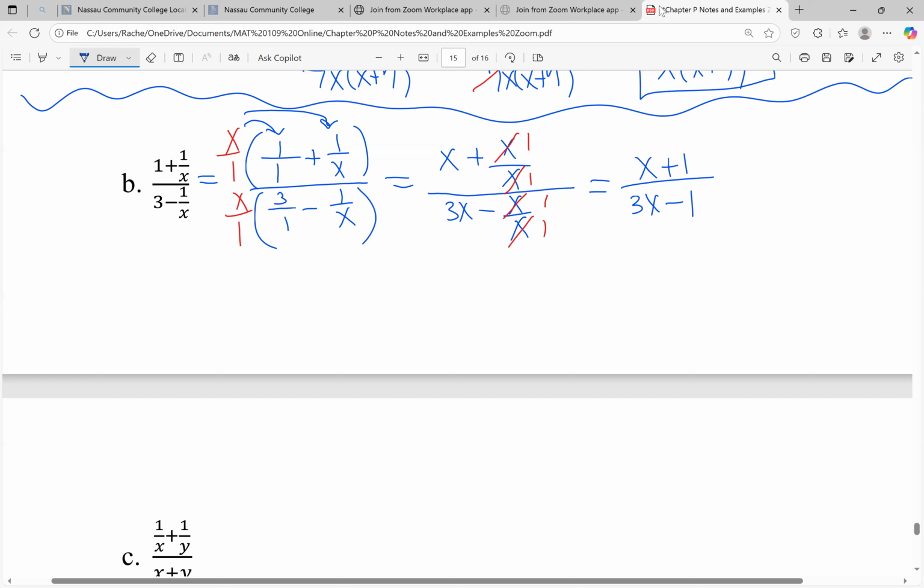And if we could factor and try to simplify, we would do so, but the numerator and the denominator can't be factored further. So this would be my final answer, x plus 1 over 3x minus 1. And let's do one more.